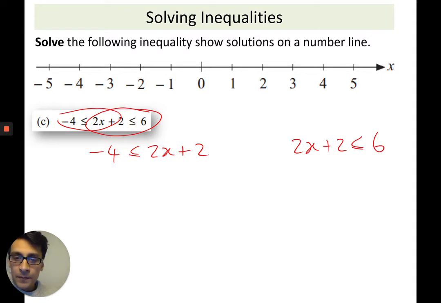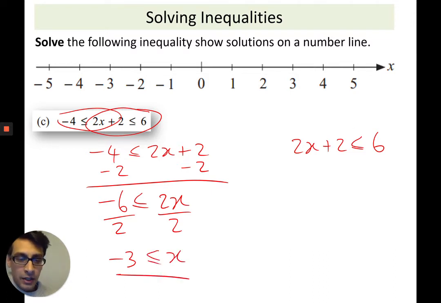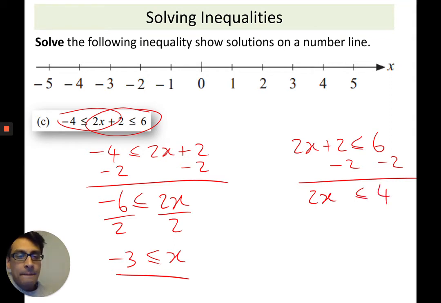Okay, so now I'm going to just solve them separately. So take away 2 from both sides, and then I'm going to divide by 2. So negative 3 is less than or equal to x. The second inequality from our original question, take away 2 from both sides, then divide by 2. So x is less than or equal to 2.